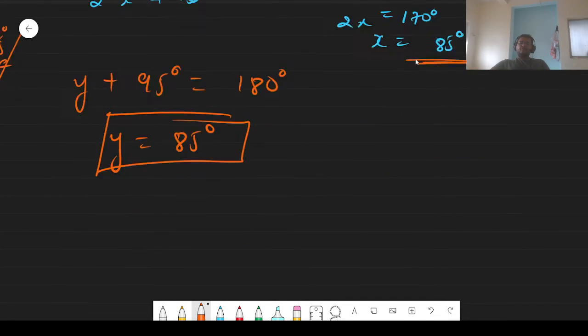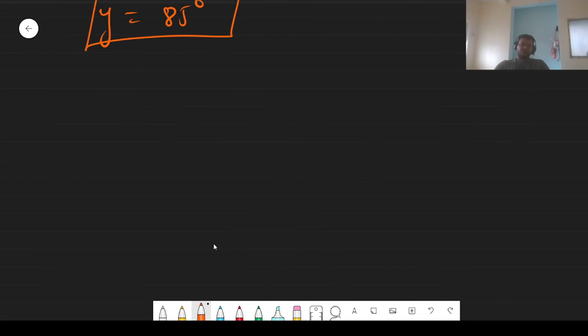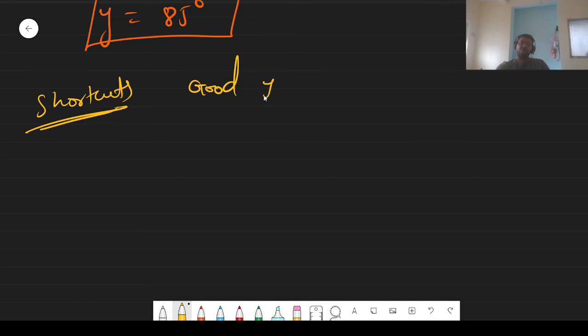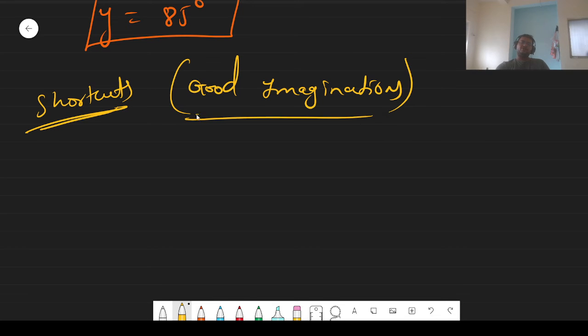Okay. What I can do here is a shortcut method. Shortcuts and all these things work if you have good imagination. Good imagination is required. If you can imagine things very easily, good. Don't worry if you do not have it, it will build up gradually. Okay, so there is nothing to be worried about.